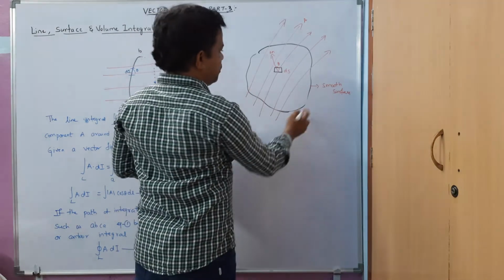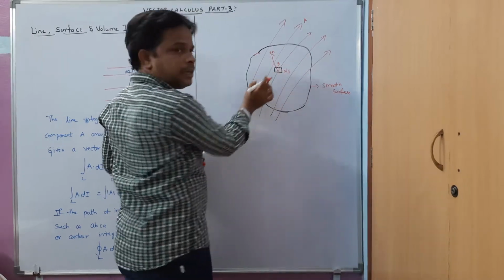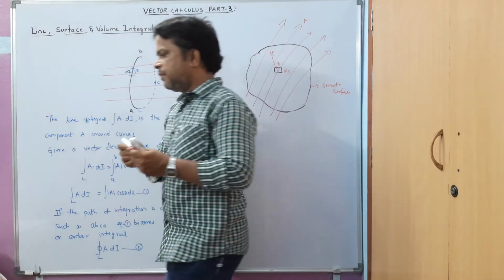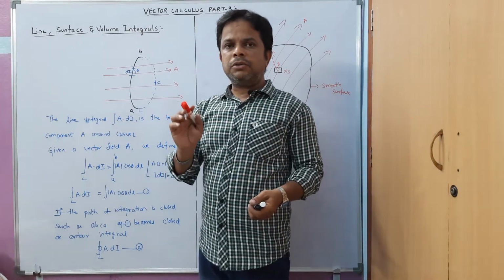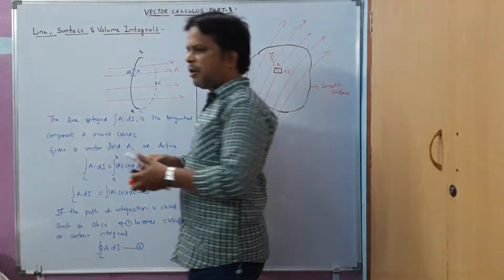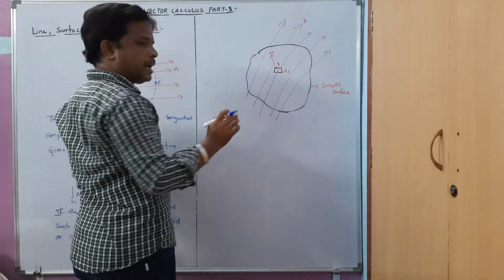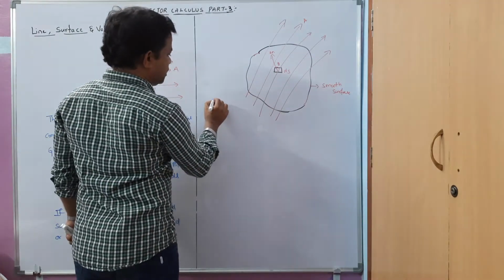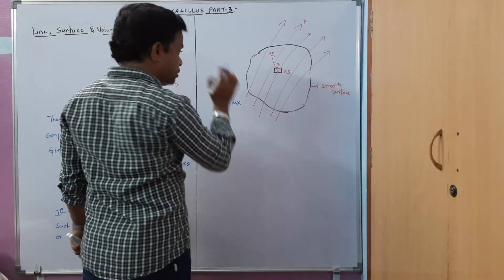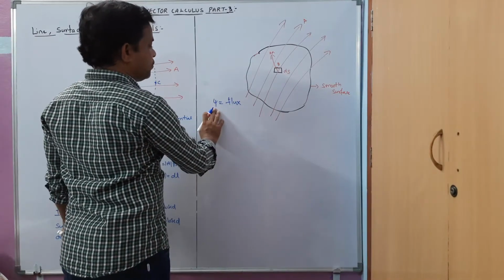Now, this is a closed smooth surface here, and in that we have taken a small part. From that small part we are going to define like this. Given a vector field A around a closed, smooth surface S, we are going to define the surface integral or flux. Surface integral is sometimes called a flux. It is denoted by psi. So closed surface integral, we sometimes call psi or flux.